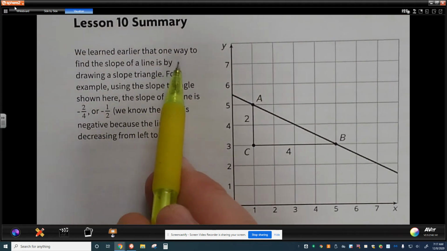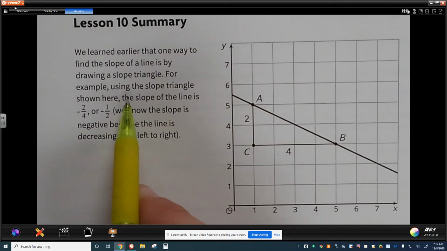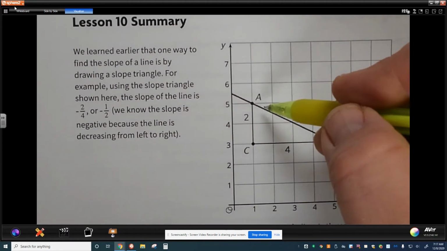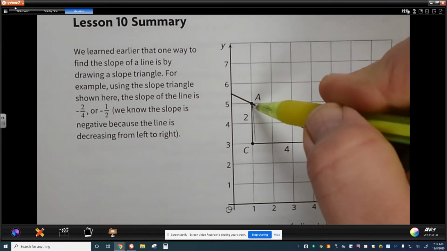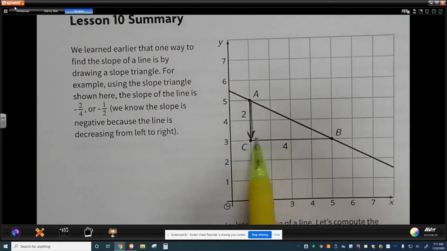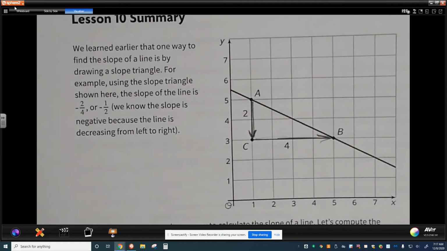We learned earlier that one way to find the slope of a line is by drawing a slope triangle. For example, if we use the slope triangle shown here, the slope of the line is -2/4 or -1/2. We know this because we went from point A to point B. We have a rise, or a vertical change, of -2 units, down 2 units, followed by a horizontal run of +4 units to the right.